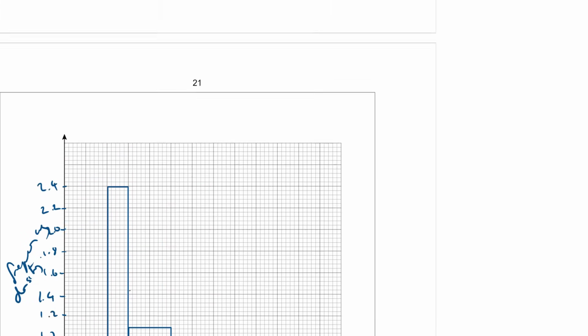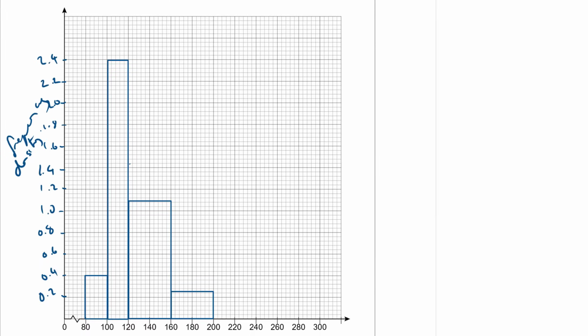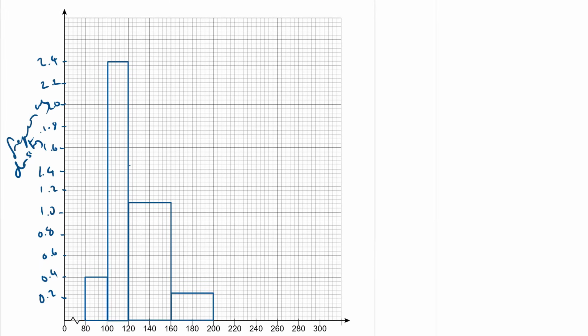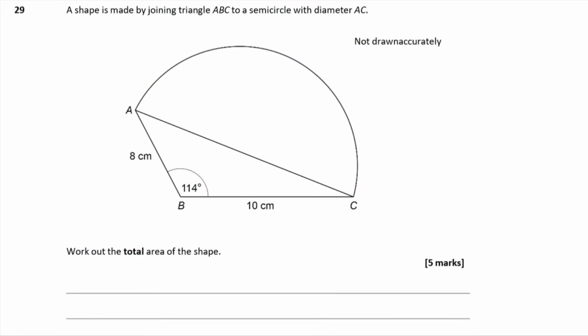And then finally, I've just noticed this one's wrong actually. That should be 10 divided by 100 is 0.1, isn't it? So correcting that, then 200 to 300 at a height of 0.1. So that completes my histogram.